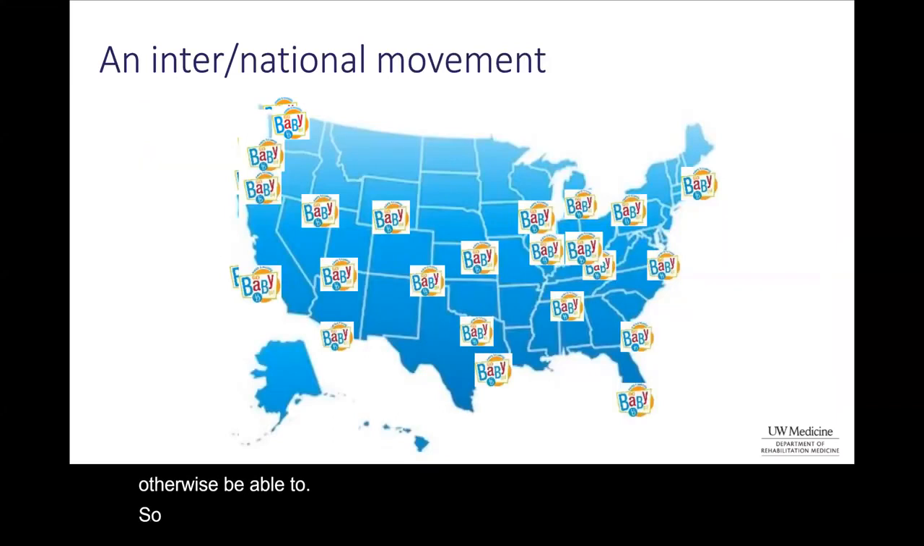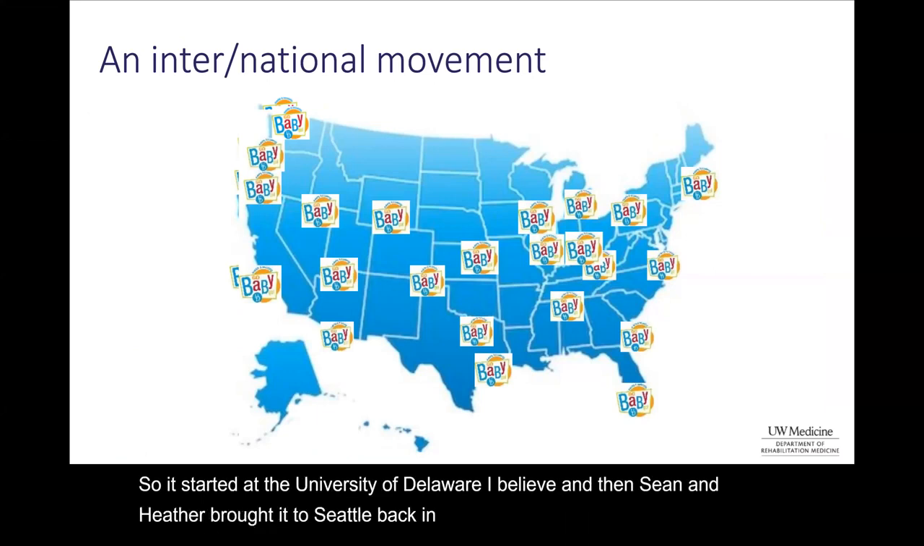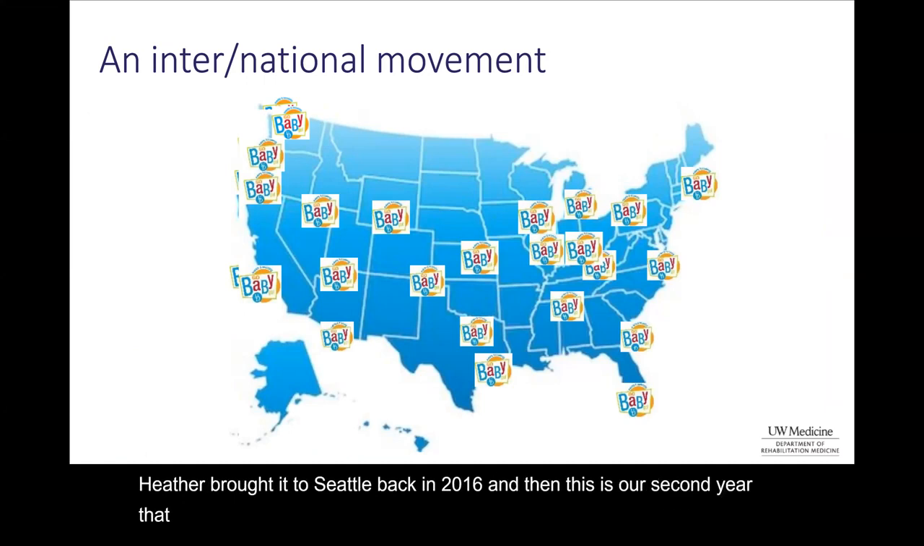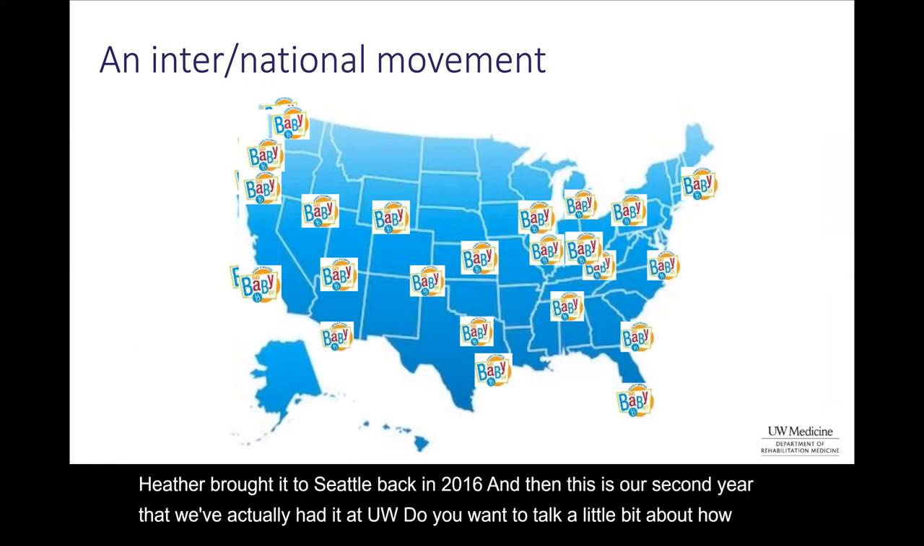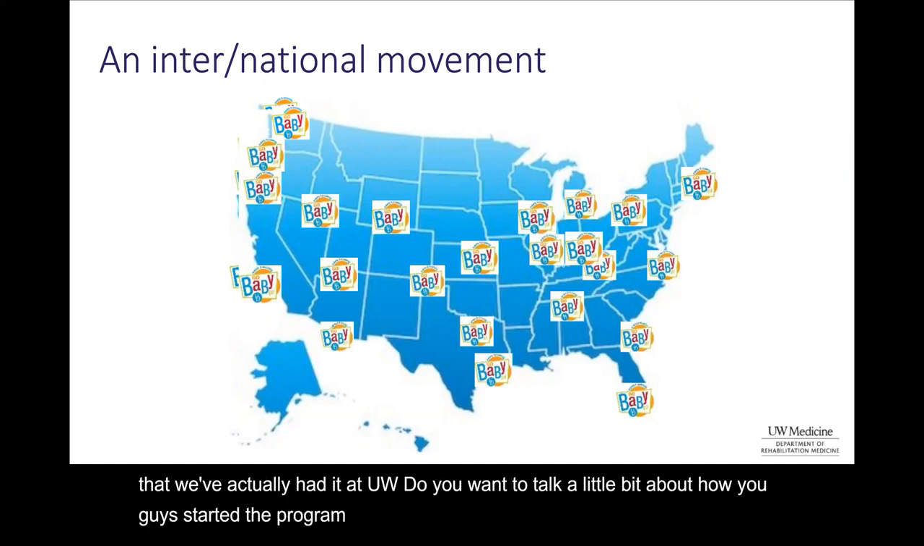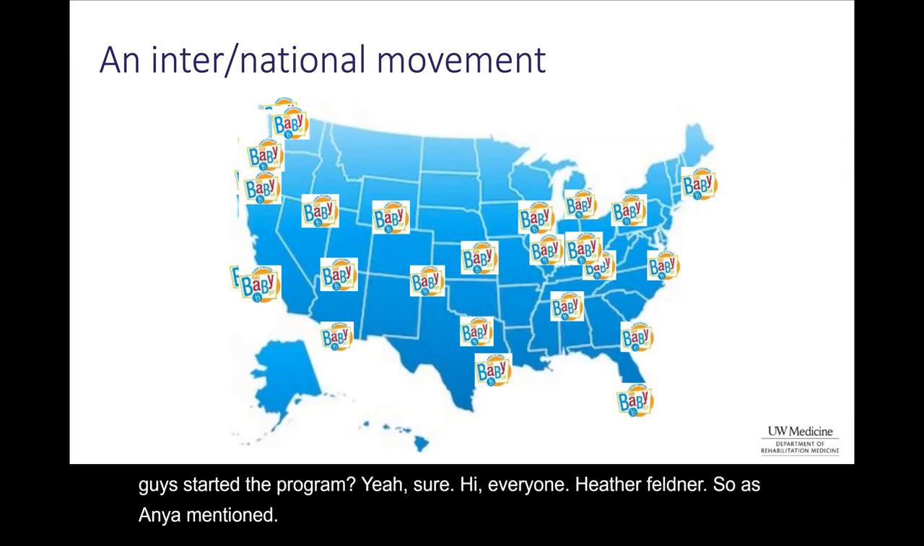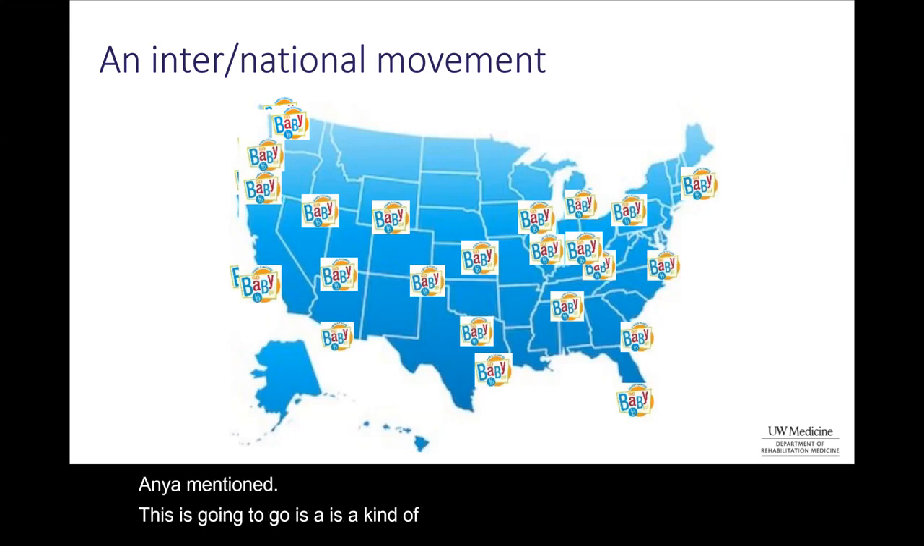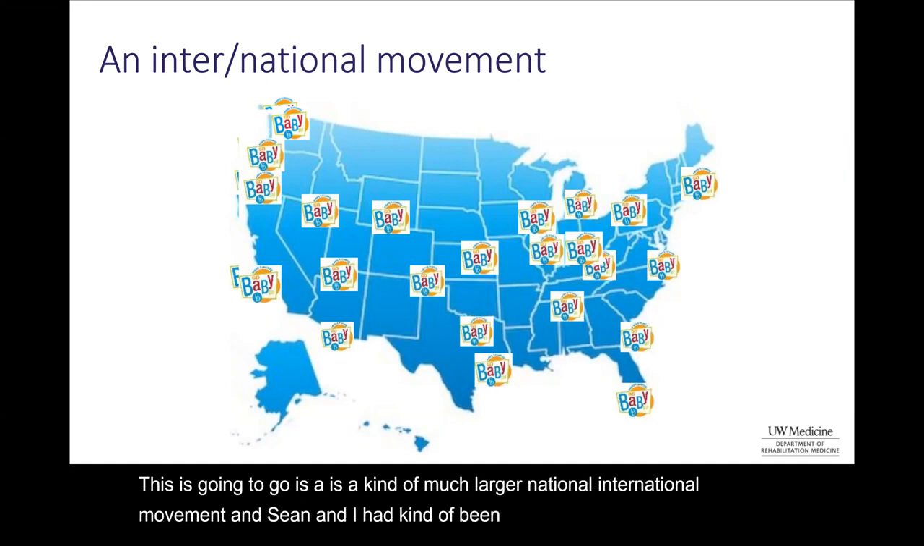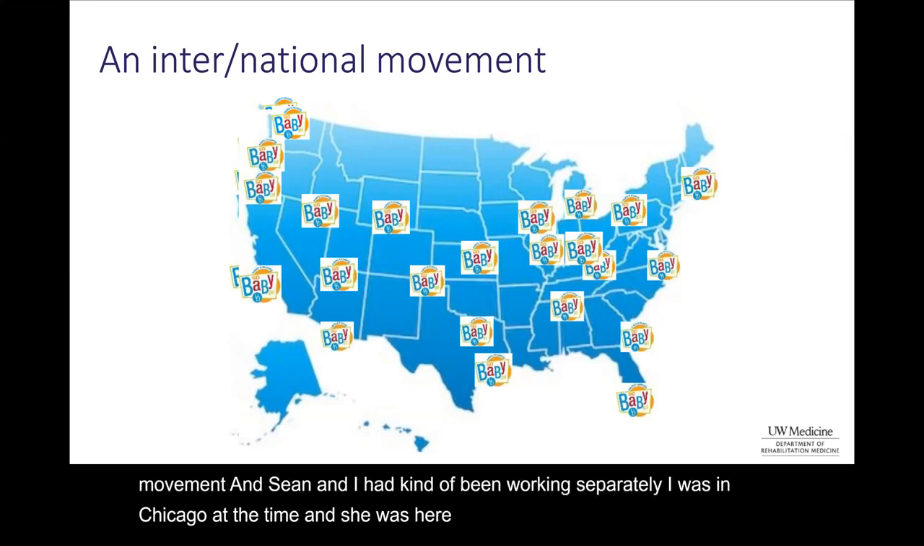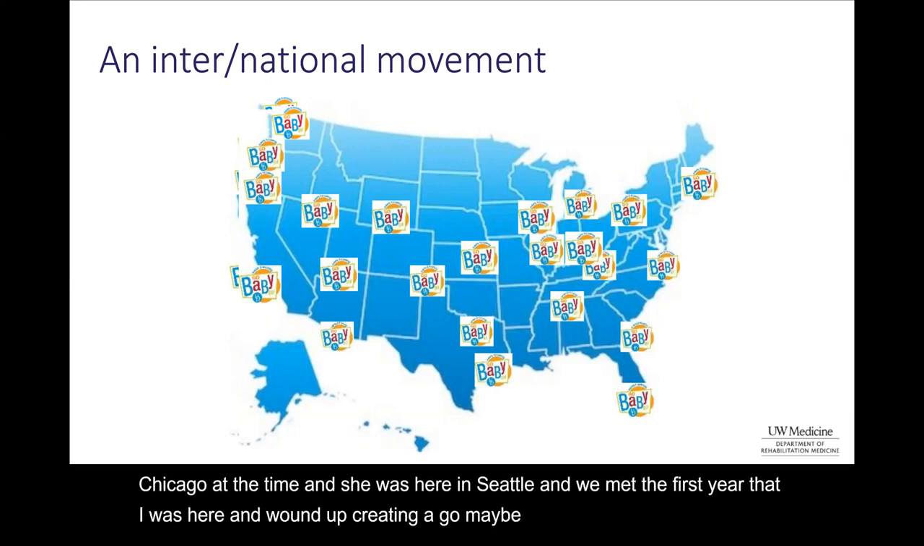It started at the University of Delaware, I believe, and then Sean and Heather brought it to Seattle back in 2016. And this is our second year that we've had it at UW. Do you want to talk a little bit about how you guys started the program? Yeah, sure. Hi, everyone. Heather Feldner. As Anya mentioned, Go Baby Go is a much larger national, international movement. Sean and I had been working separately. I was in Chicago at the time, and she was here in Seattle. We met the first year that I was here and wound up creating Go Baby Go Seattle. And that really was the first several years.